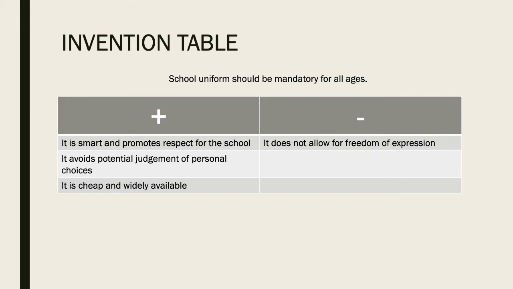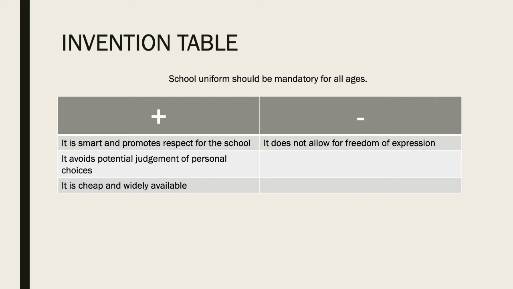So what we then advise you to do is list 2 or 3, ideally 3, arguments on each side. So on the plus side here, we've got the fact that school uniform is smart and promotes respect for the school. It avoids potential judgment of personal choices if you're not wearing your own clothes, and it's cheap and widely available. On the minus side, so far we've only got one argument, which is that it doesn't allow for freedom of expression, and you might add in 1 or 2 of your own there. Have a think about people that would have a thumbs down to that statement. Why would people disagree that school uniform should be mandatory for everybody?